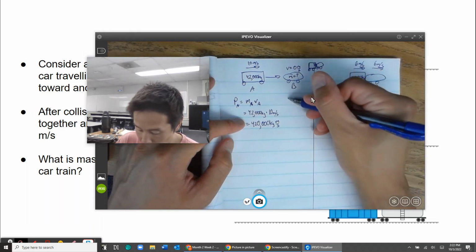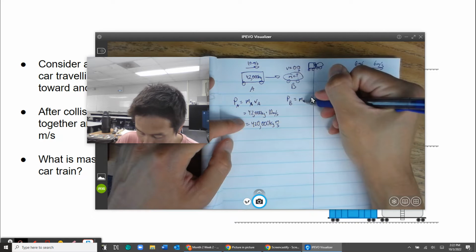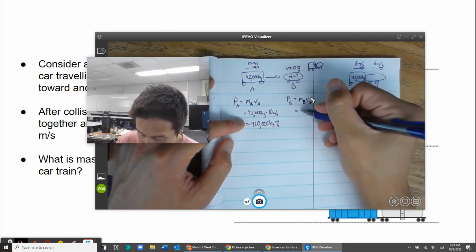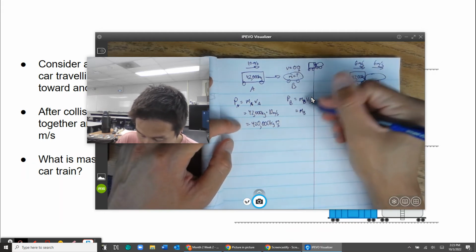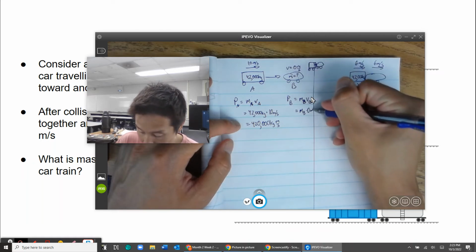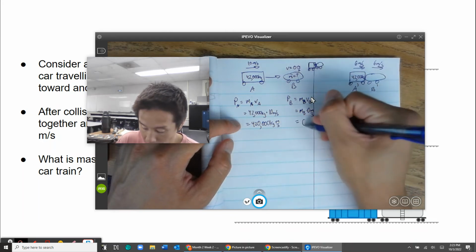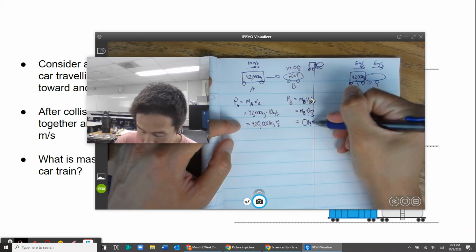But don't forget to do that for B. P of B will be mass of B times velocity of B. Its mass, I don't know. But you know what? Does it really matter on the left-hand side on this part? Look, its velocity for sure is 0 meters per second. What's anything times 0? It's just 0. So who cares? It's just 0. If I really care about the units, it's 0 kilograms meters per second.